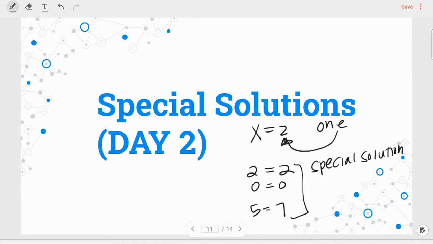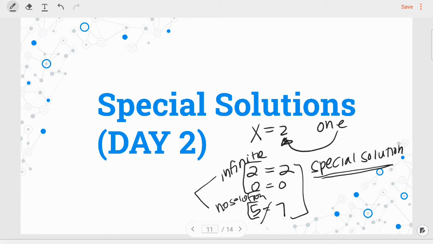Now, if I look at these examples, which one is infinite solutions and which ones are no solution? Hey, these two are infinite solutions because they are the same on both sides. Because this statement is true, 2 does equal 2, 0 does equal 0. This is no solution because 5 does not equal 7. They are not the same number. They do not have the same value. So in the special solution category, I have two different types, infinite and no solution, and I'm comparing to see if those statements are true.